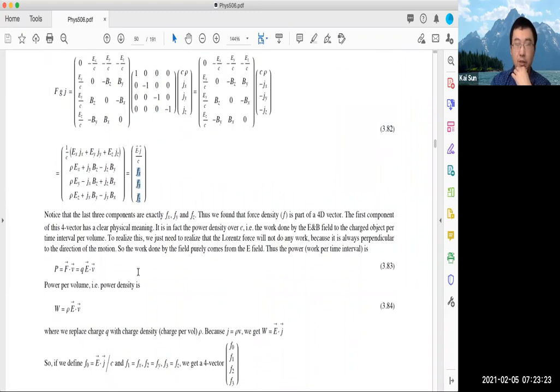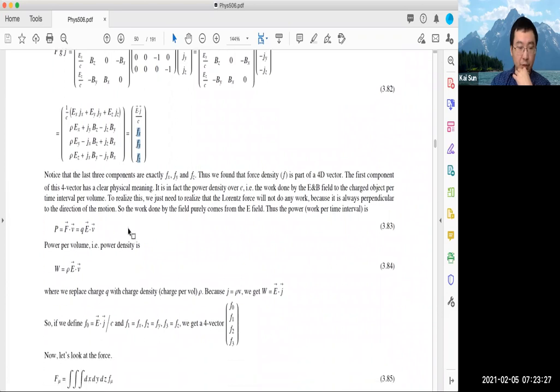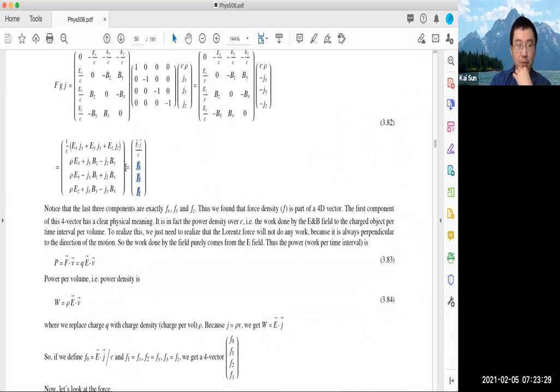Okay, so before we conclude today's lecture, I want to mention a couple more things. The first thing I want to talk about is this first component in my 4D force vector. This component is E dot J. What is E dot J? Well, it turns out E dot J is related with power, or rather power density.